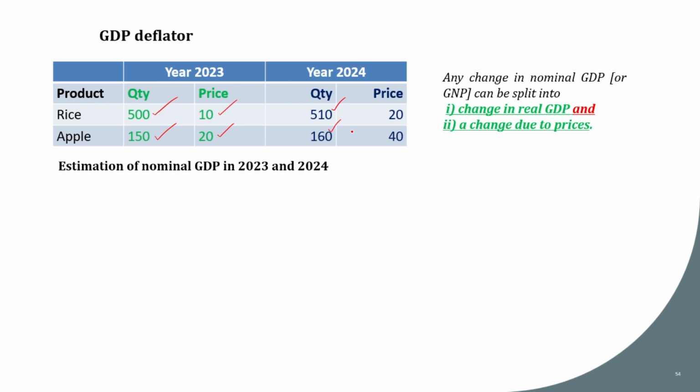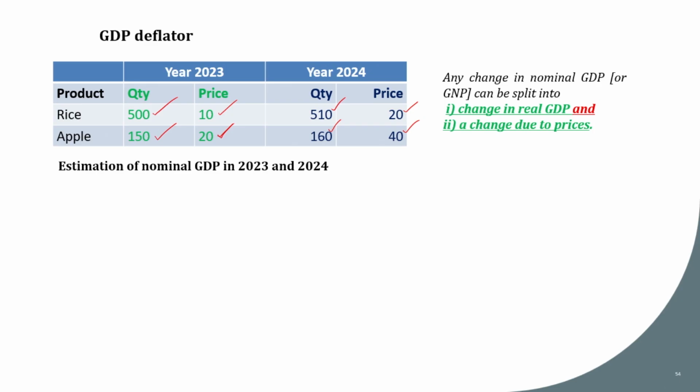But at the same time, in 2024, in the illustrative example, I deliberately doubled the price. For example, rice was 10 last year, this year 20. And similarly, the apple price was 20 in 2023, and in 2024 we doubled it, and it becomes 40 now. Suppose you are calculating GDP, how does CSO calculate?